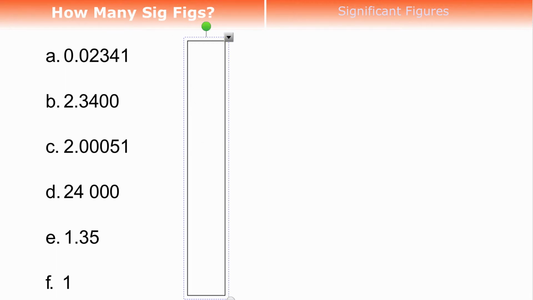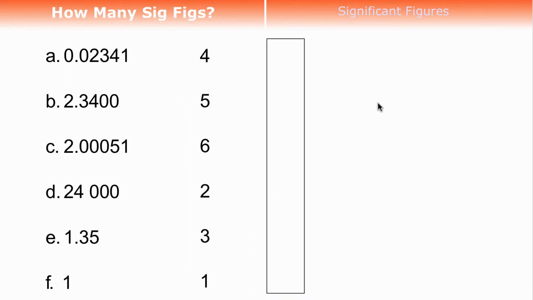Okay, hopefully you've come back, and hopefully that is what you came up with. Leading, don't count. Trailing, decimal, do count. Contained, count. Trailing, no decimal, don't count. So there's just 2. 1, 2, 3 numbers, there's no zeros at all there.